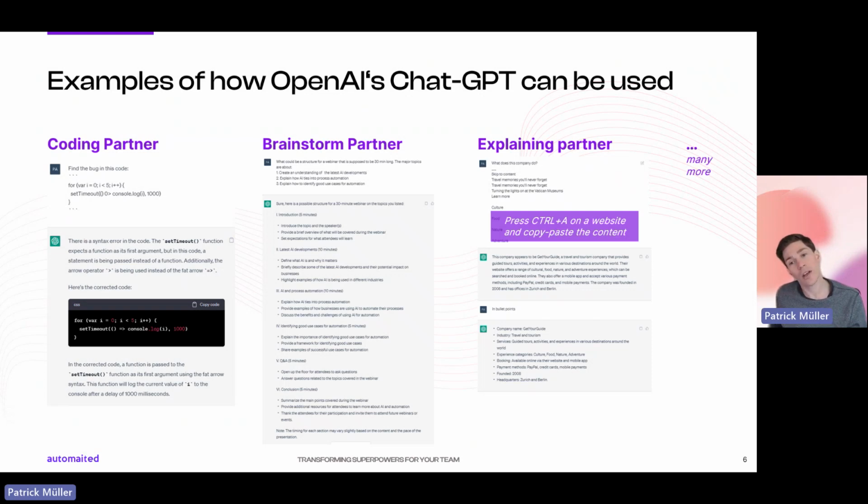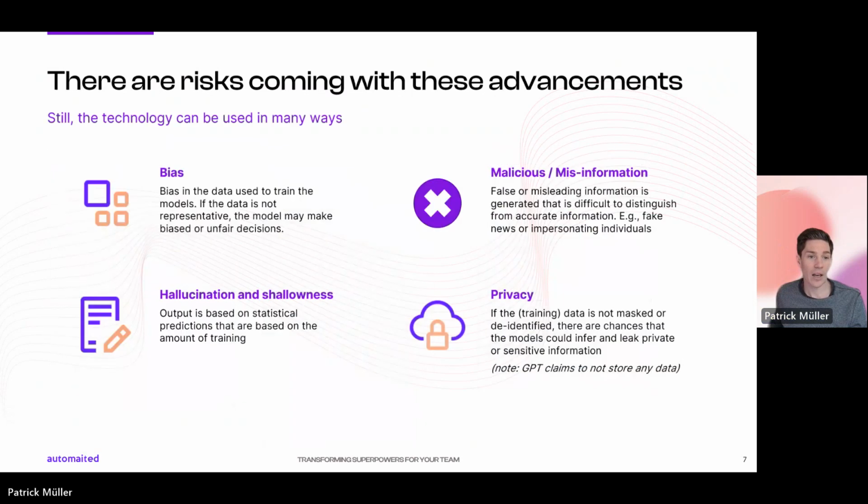So there's many use cases that we could show here. The internet is full of things. Just Google it and you find a lot of stuff. Still, and that's something that I especially also want to call out, there's some risk coming with this advancement, especially with the technology behind ChatGPT, but also in general for any model that is trained, right? So a key one is bias in the data, right?